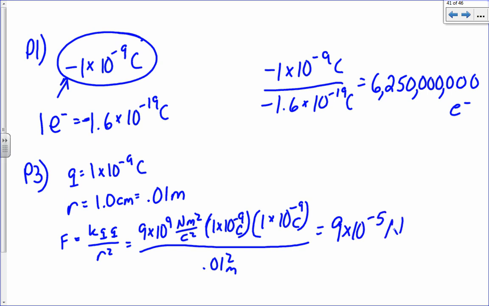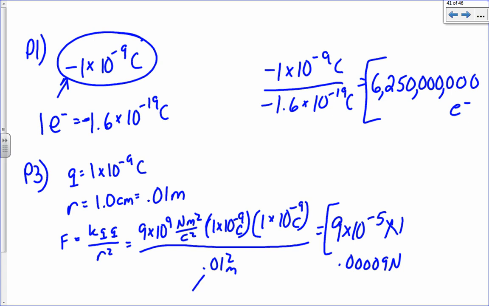All right, so this is also the amount of charge that's involved in static electricity. So these 6 billion electrons feel a force of 9 times 10 to the minus 5 newtons. That's 0.00009 newtons. It also asks, what is the force if the separation is doubled?